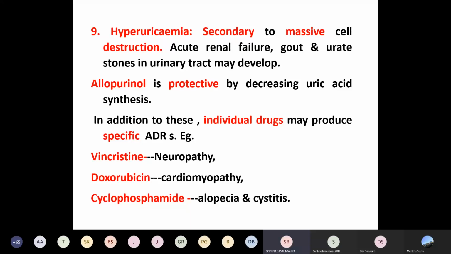A few examples. Vincristine is a vinca alkaloid. Vincristine can produce neuropathy. An antibiotic, doxorubicin, may produce cardiomyopathy. Cyclophosphamide can produce alopecia and cystitis, inflammation of the bladder.